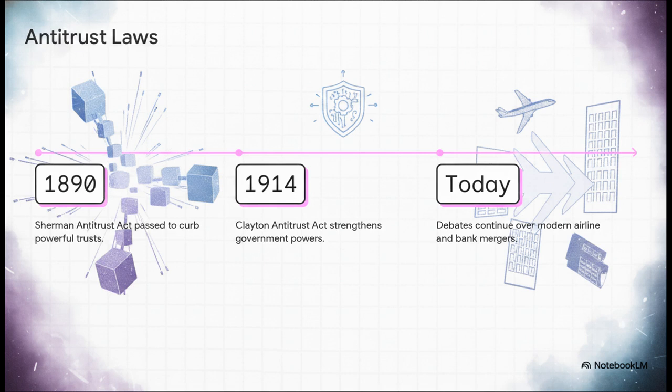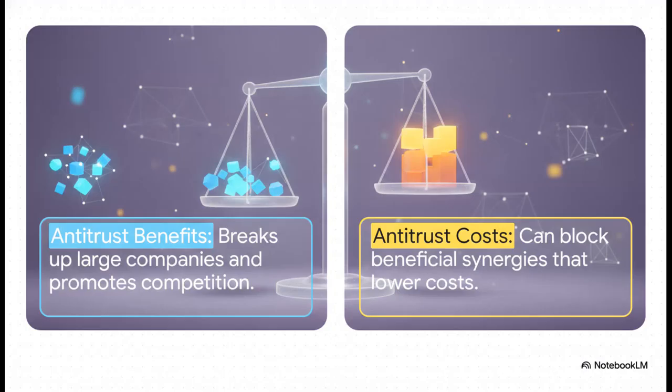And today, those very same foundational laws are right at the center of the fierce debates over mega-mergers in industries like airlines and banking. Now, we have to look at this impartially, because it's a really delicate balancing act for policymakers. While implementing antitrust laws and breaking up giants clearly promotes competition, it can also have unintended costs. You see, sometimes companies merge not to squash the competition, but to lower their costs through more efficient joint production, what we call synergies. For example, if two banks merge, they might be able to drastically reduce their administrative overhead. Blocking that merger means blocking those real cost savings.